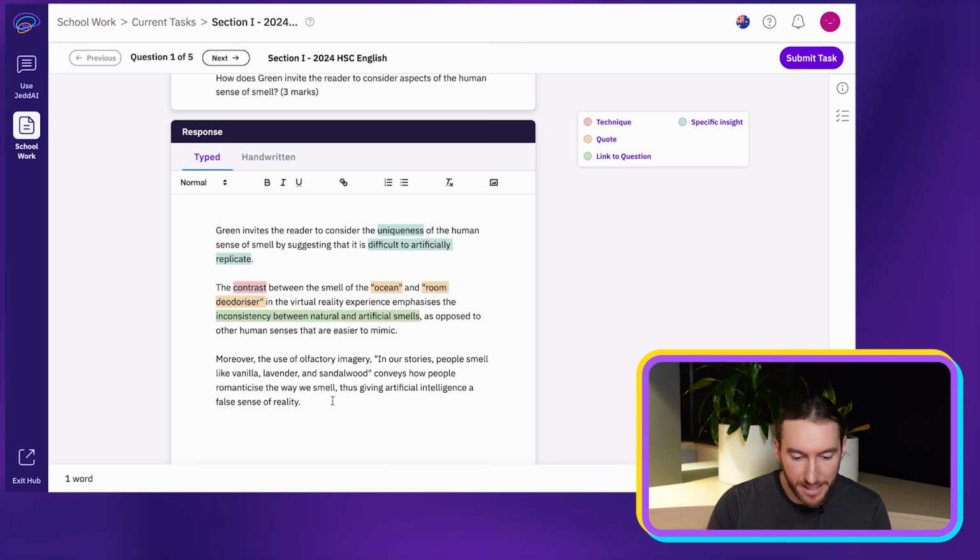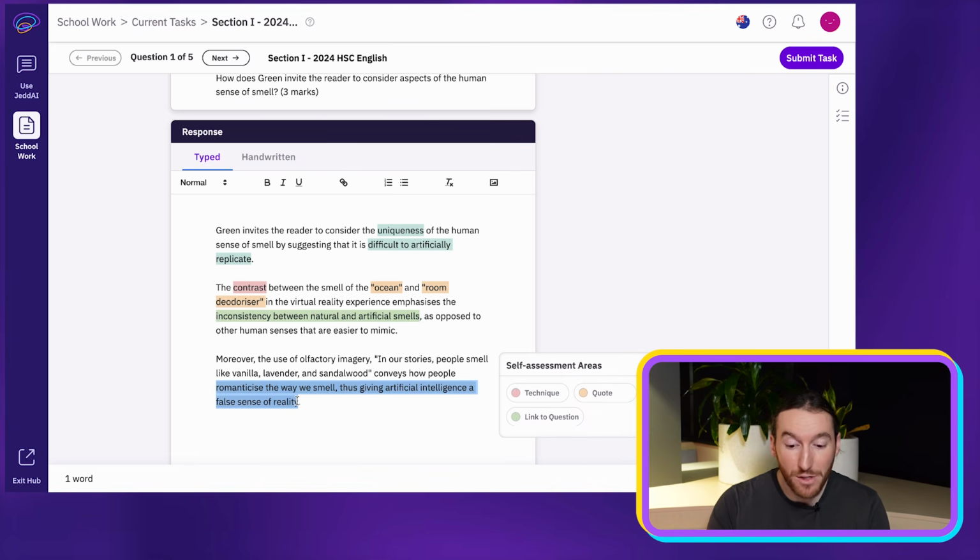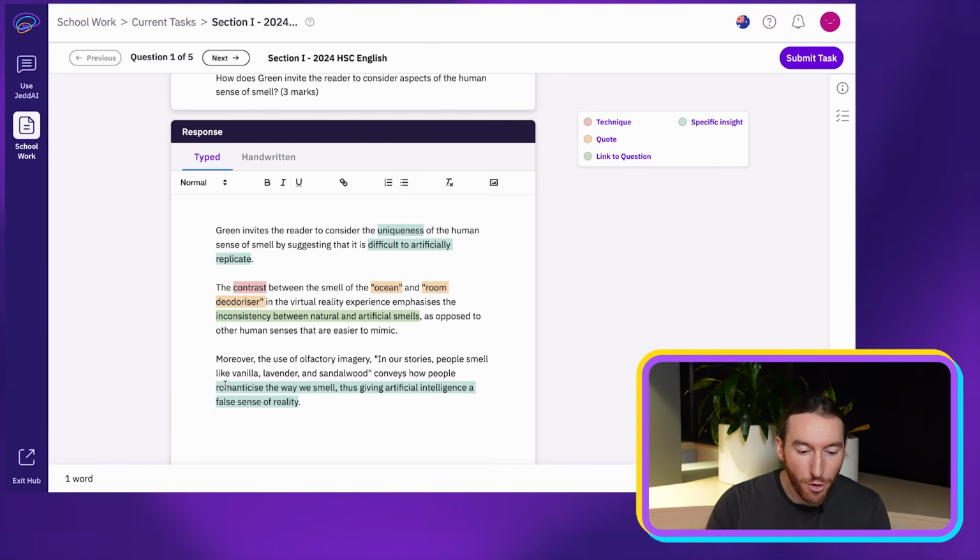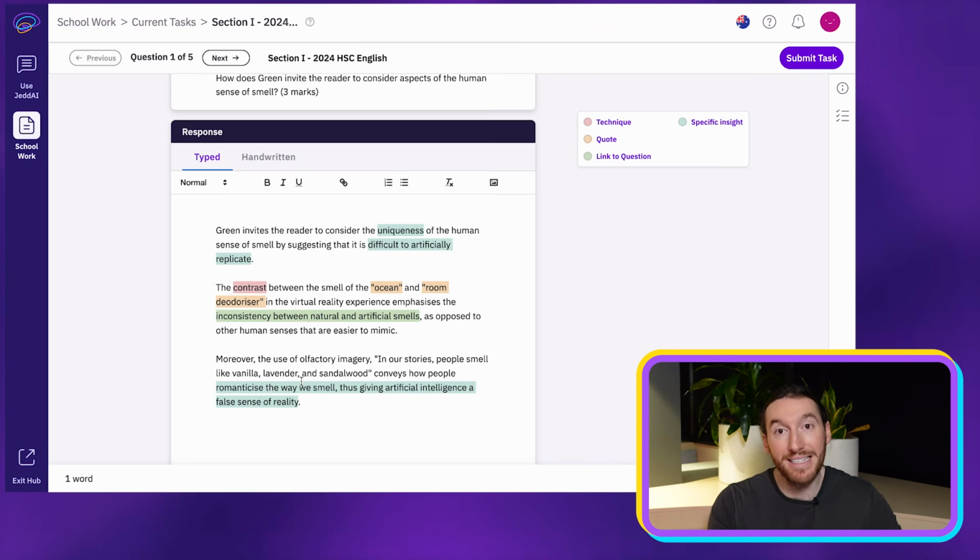There we go. Okay. We've extended that idea a little bit, but the key thing here is that we're saying that people romanticize is where we're getting the marks here. We're romanticizing the way we smell, and that gives artificial intelligence a false sense of reality. So this is further explaining why it's difficult to replicate this smell. So both of these clearly connect to the question, but you can see that I'm really focused on the idea of smelling like vanilla and lavender. These things smell so good. That's a romantic idea. So that romantic word is clearly connected to the quote, and that helps me distinguish it from the other piece of analysis that I already did above.